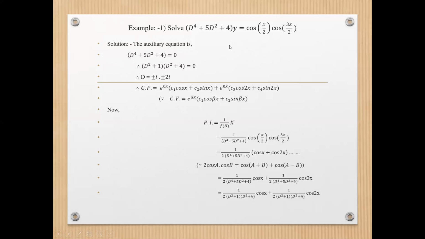Okay, the solution. First write the given differential equation. This is the given differential equation: f of D y is equal to capital X, which is nothing but cos x by 2 into cos 3x by 2. Solution. The auxiliary equation is f of D equals 0. What is f of D? It is D to the 4 plus 5D square plus 4. So f of D is equal to 0. This is a fourth degree polynomial in D.